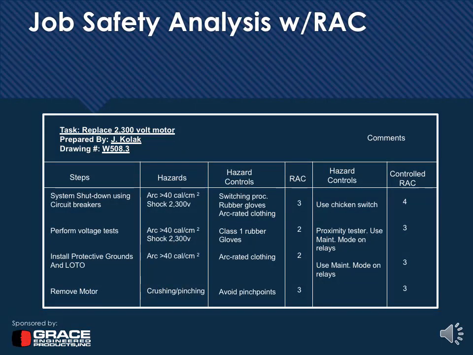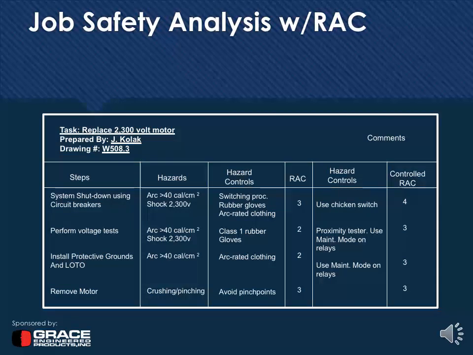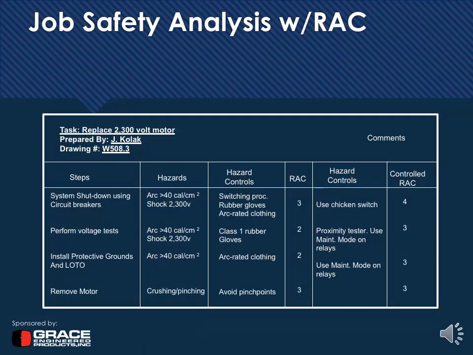The column after that is how are we currently managing that process, the typical or normal controls. So with regard to the system shutdown, we would be using a written switching procedure, rubber gloves, and arc-rated clothing. Now the uncontrolled risk, or the risk that we're using our normal process, in this case would be considered a 3.